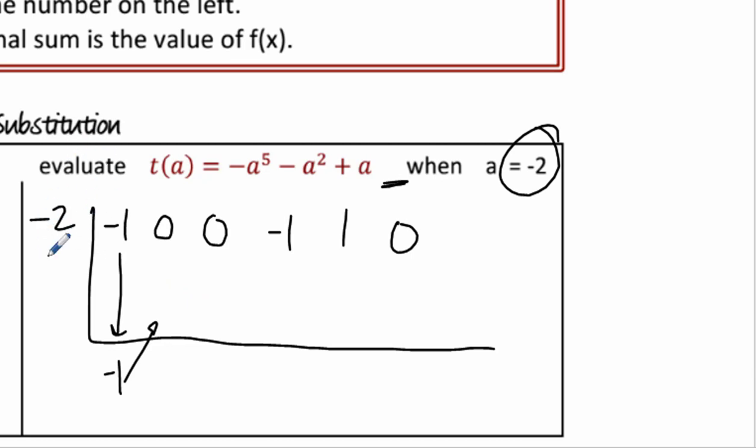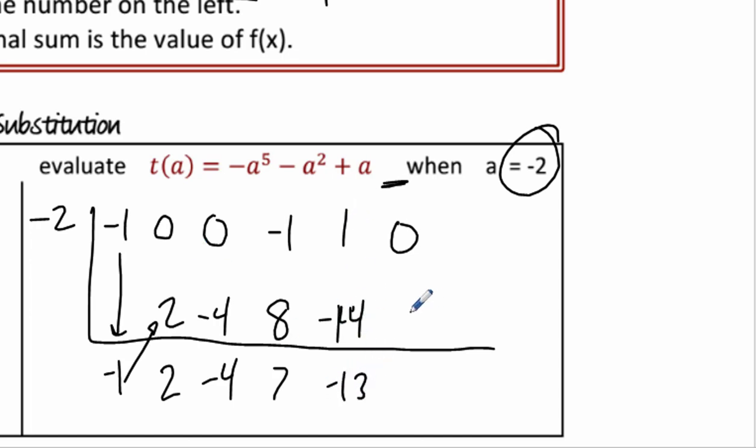Okay, always multiply by the number out front. It says it right here. Multiply by the number on the left. Boom, boom, boom. So that's 2. Then we add. We get 2. Then I multiply. I get -4. Then I add. I get -4. Then I multiply. I get 8. Then I add. I get 7. Then I multiply. I get -14. Then I add, -13. Multiply, 26. Add, 26. This here is your answer.